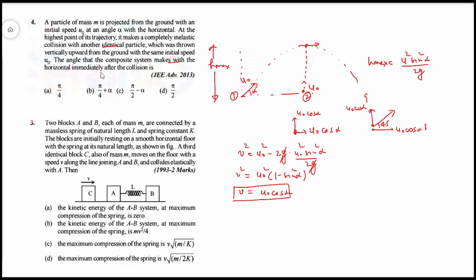So the angle that the composite system makes with the horizontal immediately after the collision is just going to be this 45 degrees from the x-axis, and that answer is pi by 4. Just think about it, you're basically adding two vectors equal in magnitude, one in I and one in J. The resultant has to make an angle of pi by 4 with either of these axes. Okay, let's move on to the third problem.